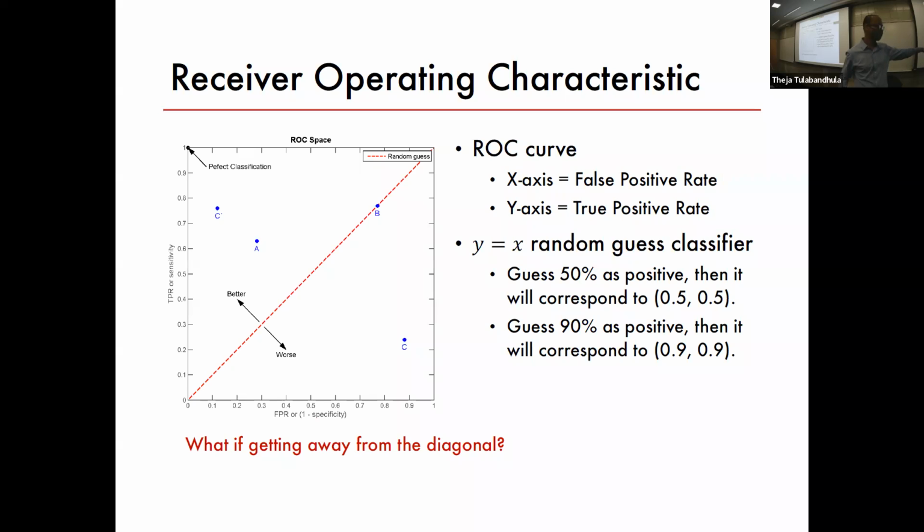We already said we prefer getting away from the diagonal and towards the top left. But what if classes are imbalanced? We'll address that when we look at the construction itself. You'll see that when we are constructing the ROC curve, the class imbalance doesn't matter. So we'll get there when we look at it. It's basically invariant to class imbalance.